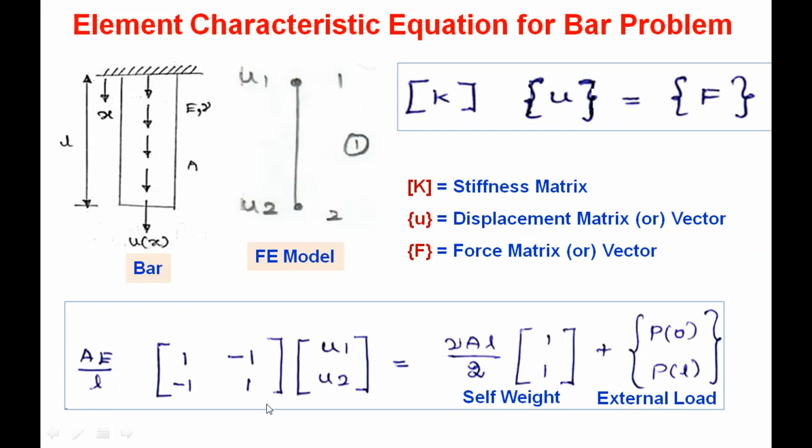So for this particular bar problem, what is the stiffness matrix? It is AE by L, [1 -1; -1 1], and the nodal parameter or displacement matrix is U1, U2. Coming to the force matrix, in the force matrix we have two parts. One is the self weight, gamma A L by 2 times [1, 1], and the external load part, the boundary terms, P of 0 and P of L.